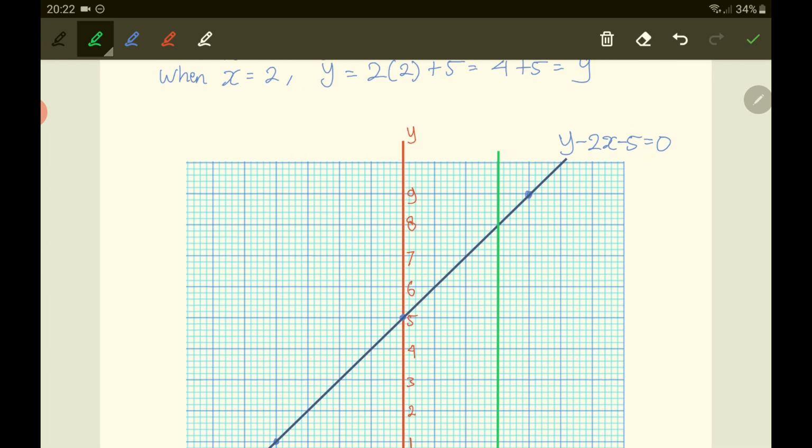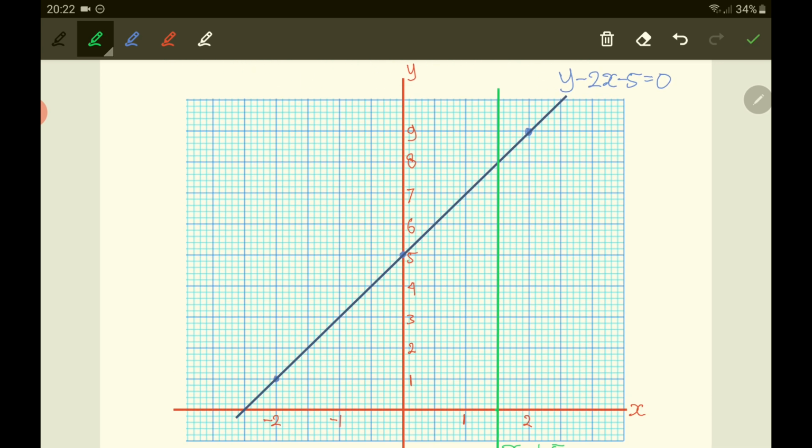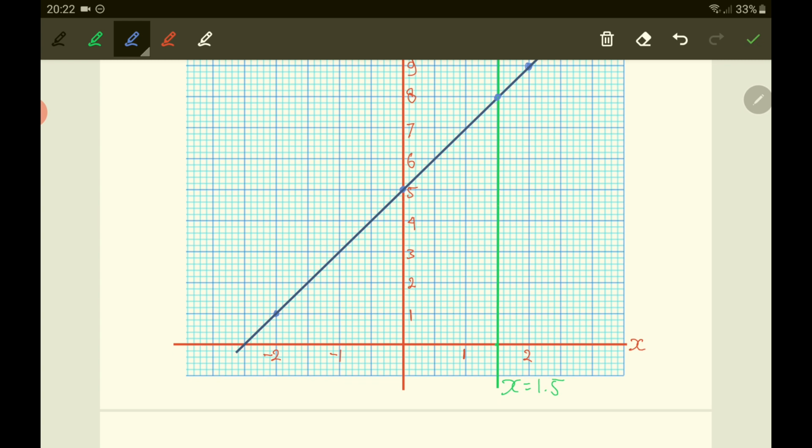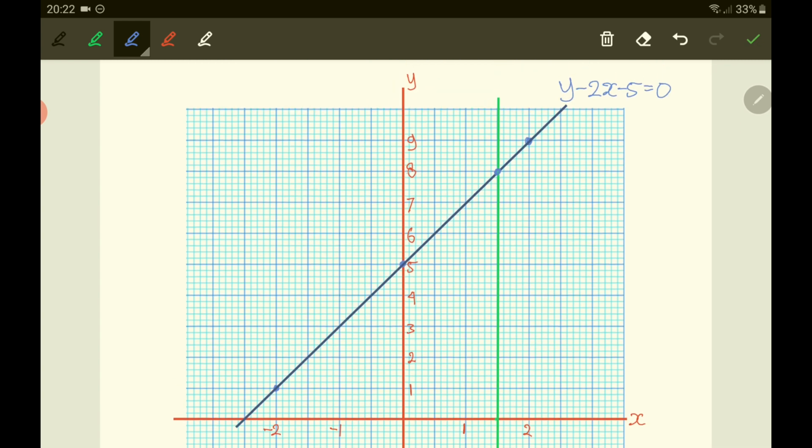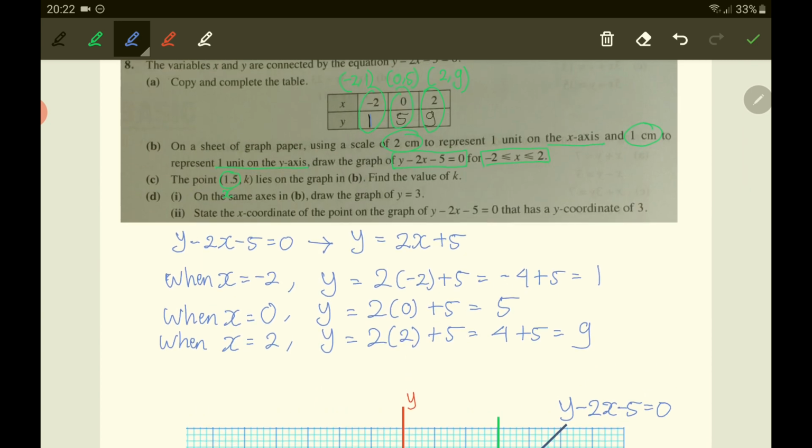Yeah, so where is the intersection now? We can see here, this is the intersection. So when x is equal to 1.5, y is equal to 8. Okay, so for the C part, the value of k is equal to 8. So that is the answer for the C part.